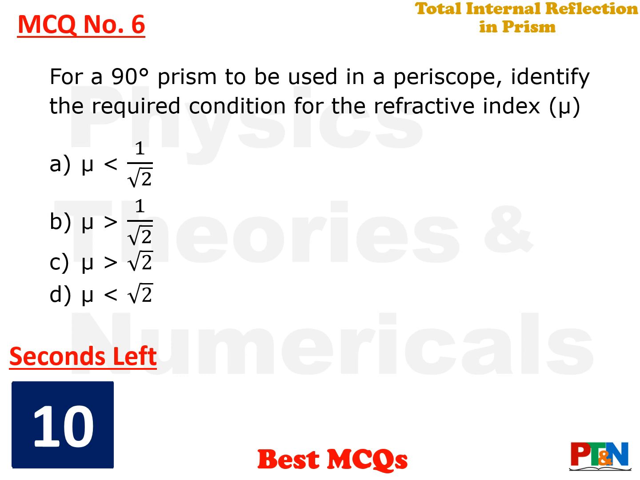Next one. For a 90-degree prism to be used in a periscope, identify the required condition for the refractive index mu. There are four options given. Now you calculate the required condition for the refractive index. You have got 10 seconds time. Your timer starts now.